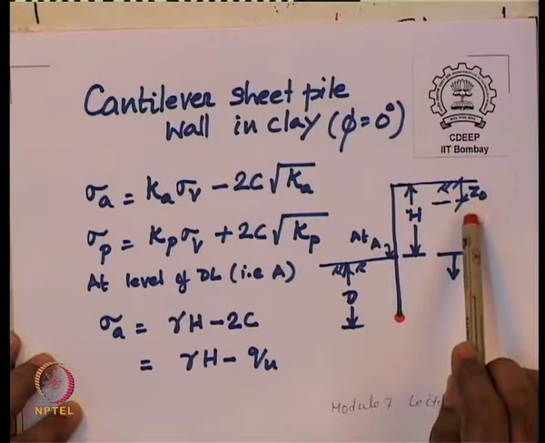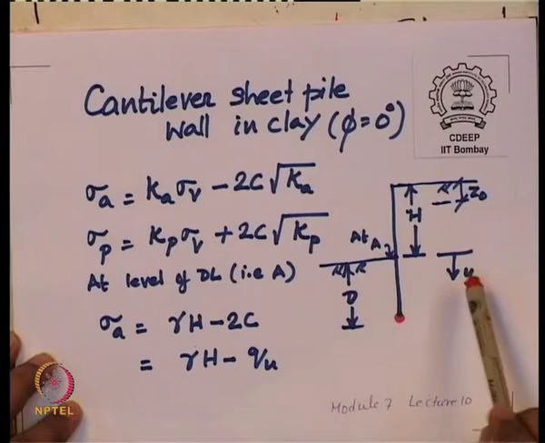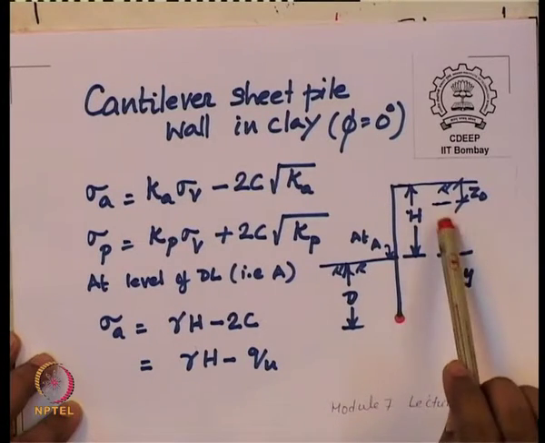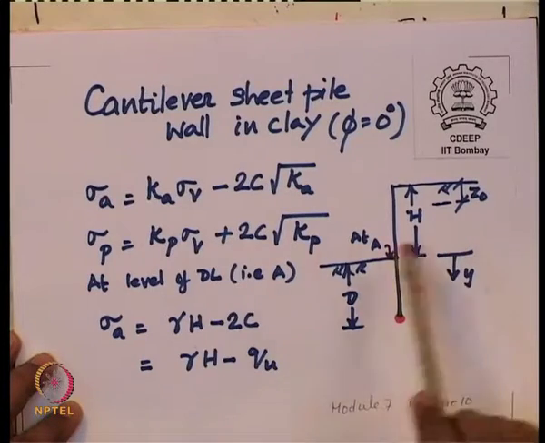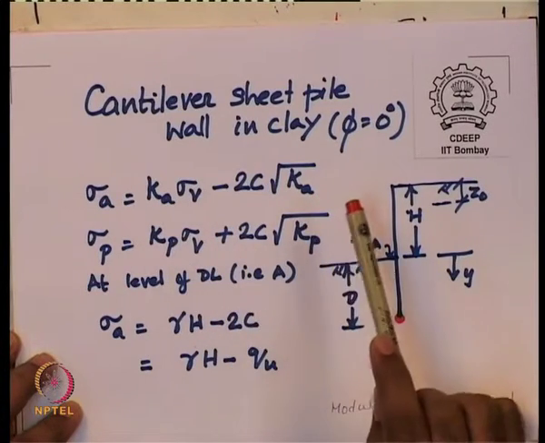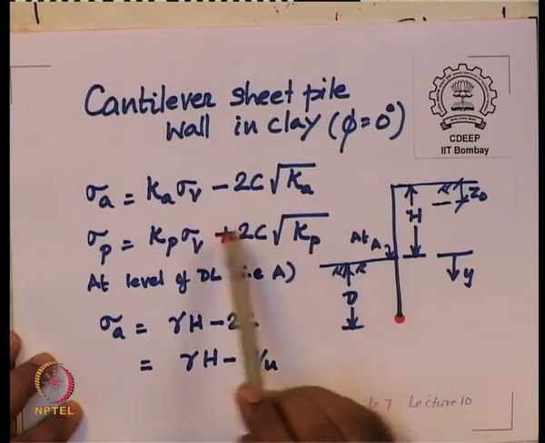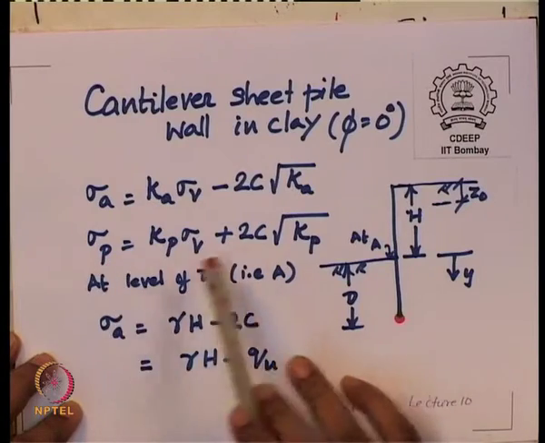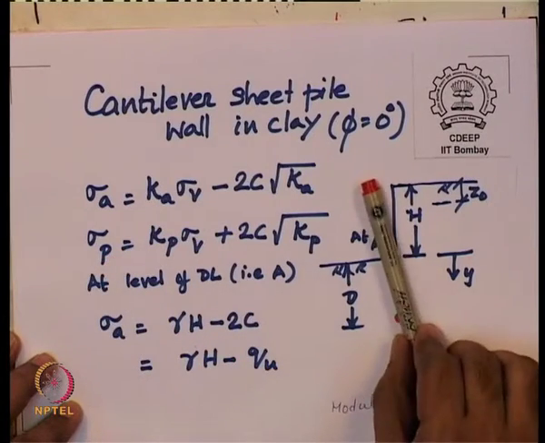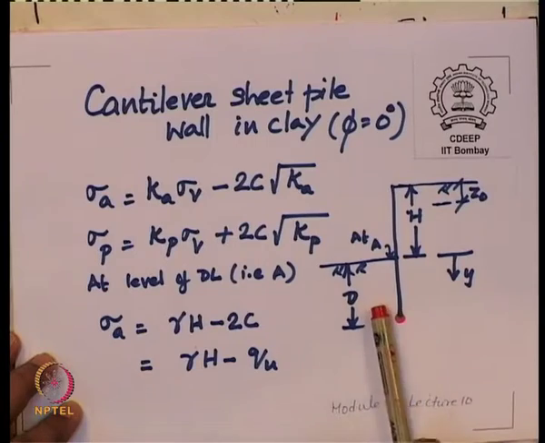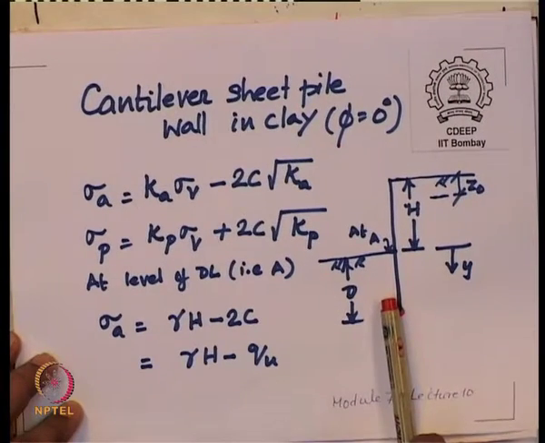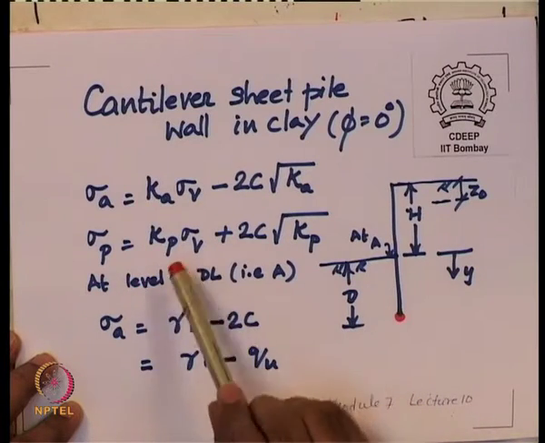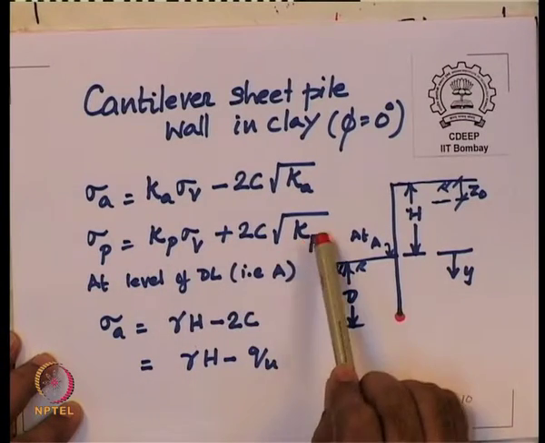So Z0 is nothing but the depth of the tension cracks. Now let us see, sigma A, the active earth pressure, is equal to Ka sigma V minus 2C root Ka. But because phi is equal to 0, Ka is equal to 1 and Kp is equal to 1. And sigma P is the passive earth pressure, because here the wall moves away from the backfill and here it moves towards the backfill, so the passive case arises. So sigma P is equal to Kp sigma V plus 2C root Kp.